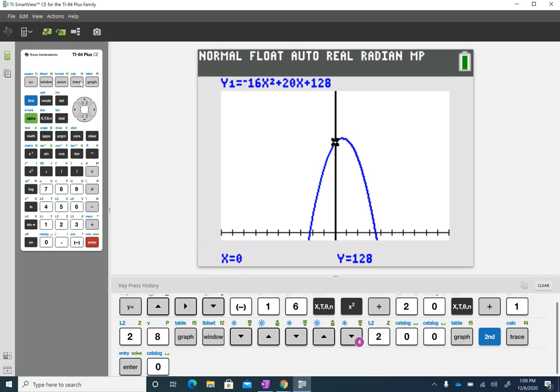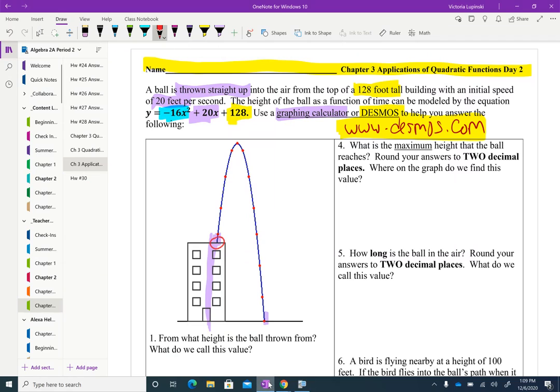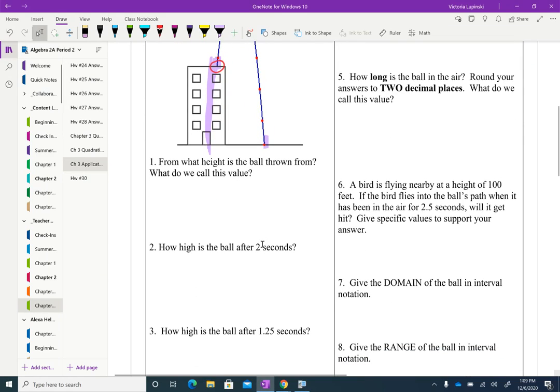Then you're going to hit enter, and it is going to not only list the value for you, so you see x equals 0, y equals 128, but you also see the flashing cursor exactly on the graph where it should be. So let's go back to our worksheet and make sure we write that. So from what height is the ball thrown from, and what do we call this value? So the point that we're using is 0, 128.